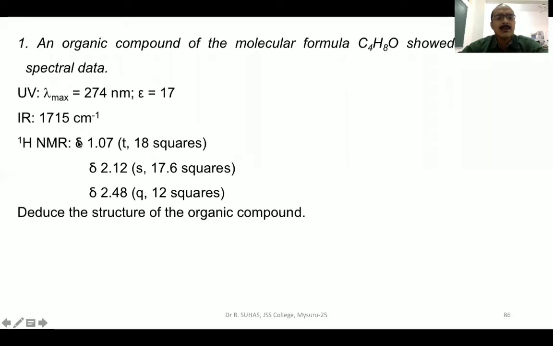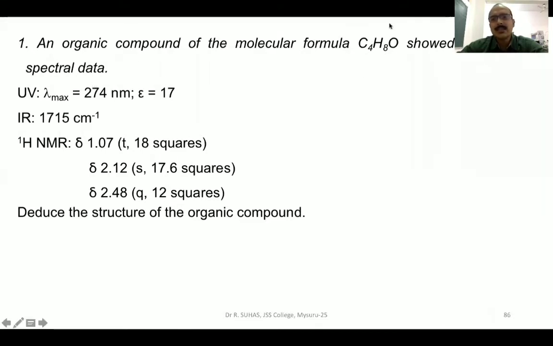1H NMR, we have got three delta values. Delta 1.07, T refers to triplet, 18 squares. Delta 2.12, singlet, 17.6 squares. Delta 2.48, quartet, 12 squares. Having these data, we have to deduce the structure of the organic compound. Before going into the solution, we will see what information at the first sight can be obtained from this.